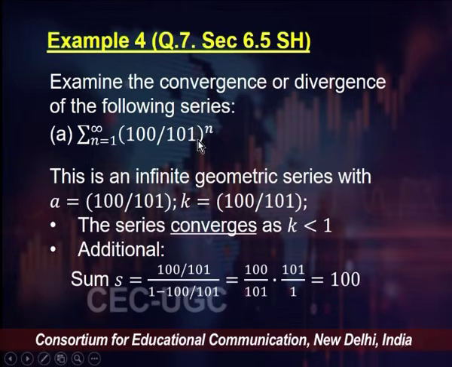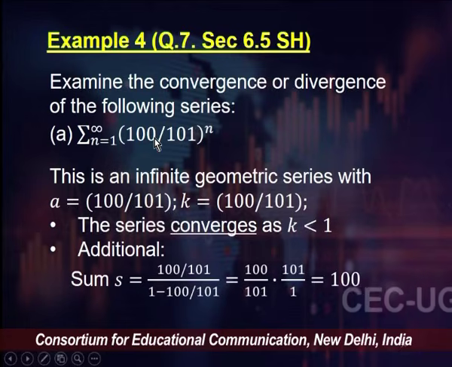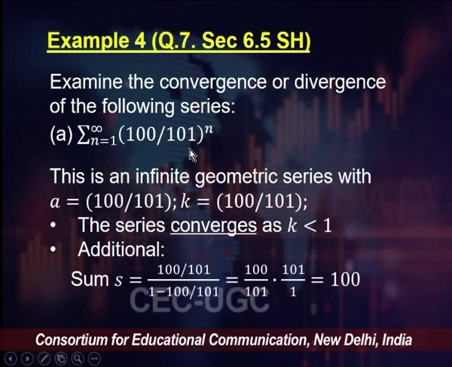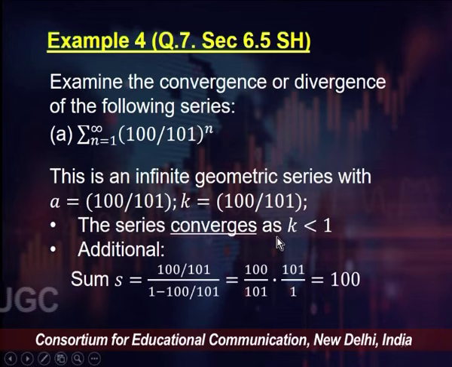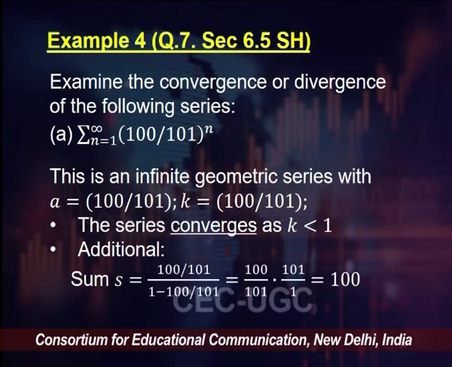Now, here you have a series which clearly looks like an infinite geometric series. You can see here it is 100 by 101 plus 100 by 101 squared plus 100 by 101 cubed. So, clearly you have the common ratio as 100 divided by 101, which is less than 1, the quotient is less than 1. So, the series converges, right.